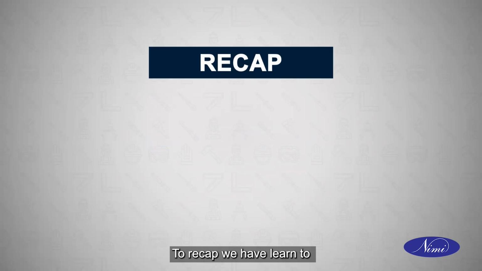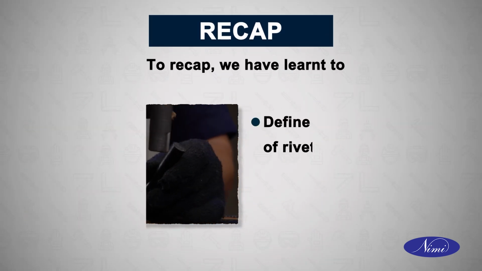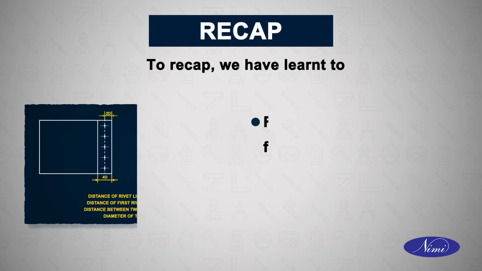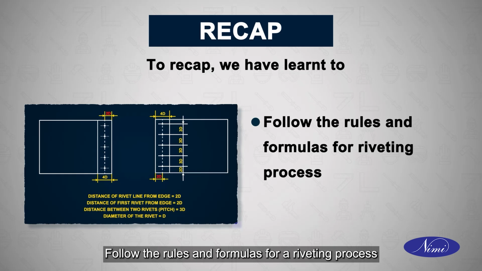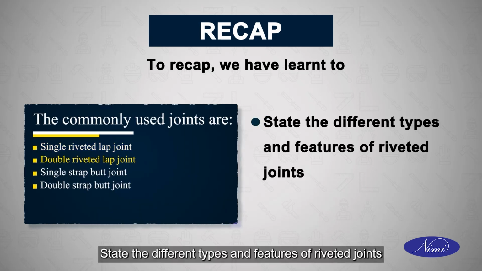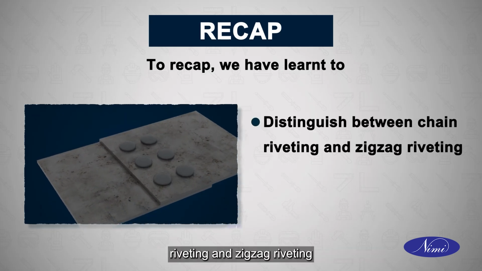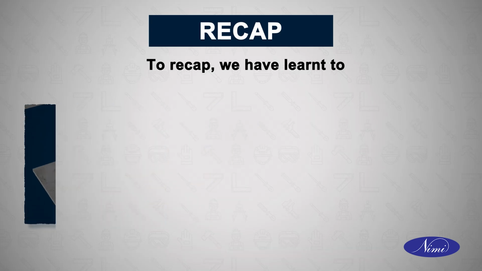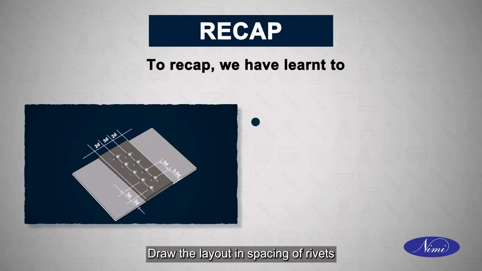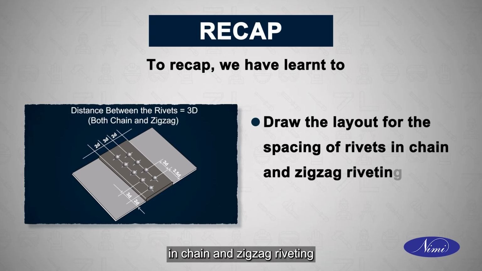To recap, we have learned to define rivets and the parts of rivets, name the different types of rivets and state their uses, follow the rules and formulas for riveting process, state the different types and features of riveted joints, distinguish between chain riveting and zigzag riveting, determine the rivet proportions based on the joint, draw the layout for the spacing of rivets in chain and zigzag riveting.